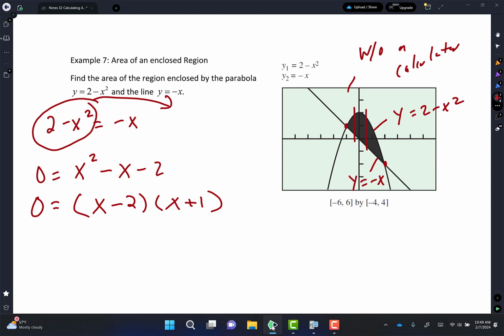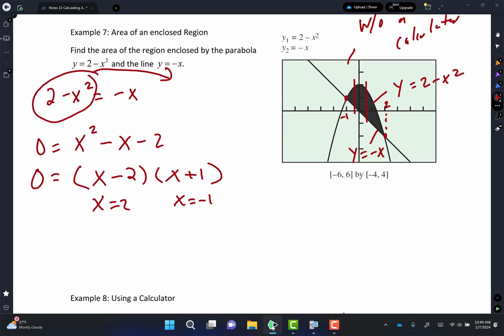Are we okay with everything so far, guys? So here are my x values. x equals 2, x equals negative 1. Before I continue, does that look like negative 1, and does this one look like 2? Okay. Are we cool? All right, here we go. I go integral. What's my lower limit? Negative 1. What's my upper limit? 2. What curve is on top? 2 minus x squared. What curve is on bottom?